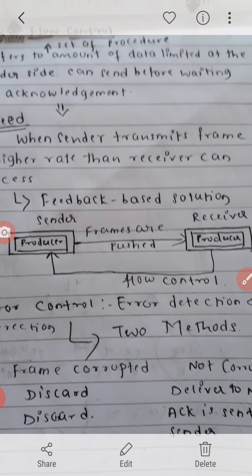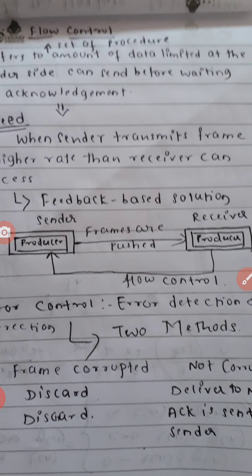You can just see the diagram, sender side data link layer and receiver side data link layer. What will the sender do? The sender will go on pushing the frames to the receiver. But if the buffer at the receiver is full, then what will the receiver do? The receiver will not accept the frame, or the receiver will discard the frame. In such a case, there is loss of data or loss of frames. To overcome that, we have the technique called feedback.